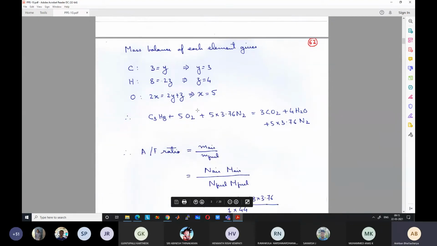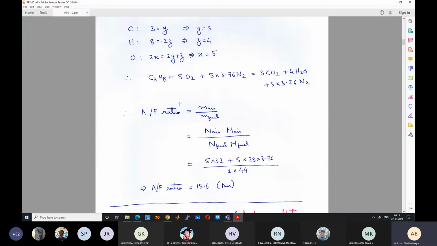Directly also we can find it, but this is the way if we have a complicated reaction. As we will see later on, for coals we will have complicated reactions. So basically the equation is C3H8 plus 5O2 plus 5 into 3.76 N2 equal to 3 CO2 plus 4 H2O plus 5 into 3.76 N2. This is the reaction for complete combustion of propane.